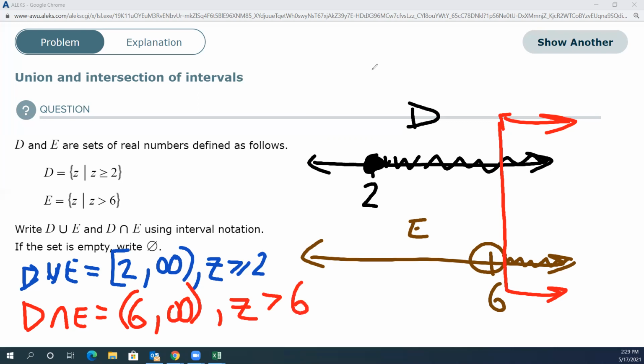So you'll notice if there's no or equal sign there, then I use a parenthesis on the number. But if there is the or equal sign, I use this squared off bracket. And that is how we do it.